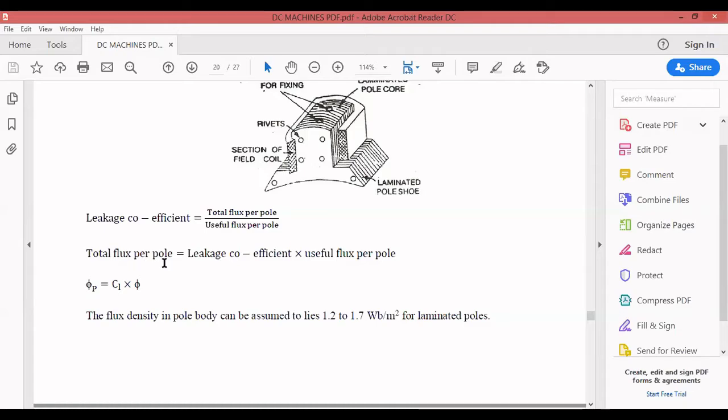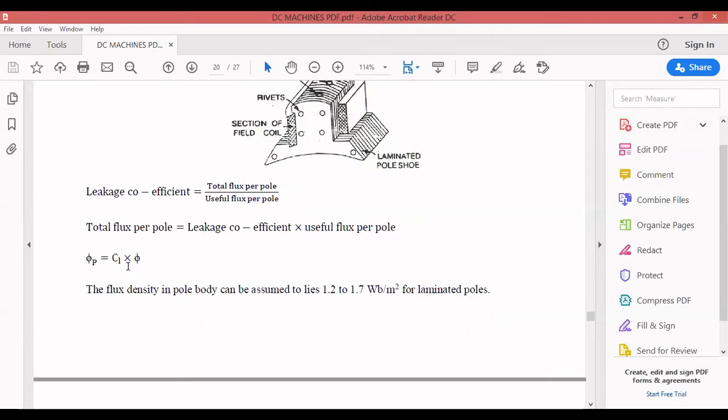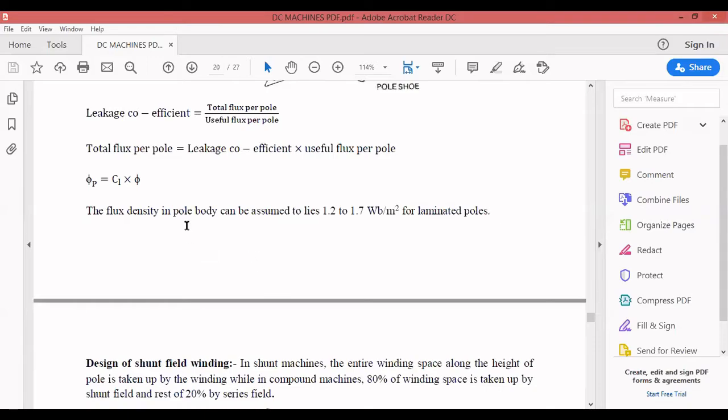So the total flux per pole is equal to the leakage coefficient times the useful flux per pole. That is, flux per pole Φp is equal to C1 into Φ, where the leakage coefficient is C1 and Φ is the useful flux per pole. The flux density in the pole body can be assumed to lie between 1.2 to 1.7 Weber per meter square for laminated poles. These are the standard values.